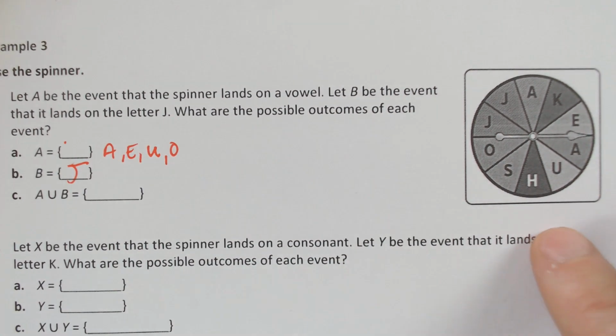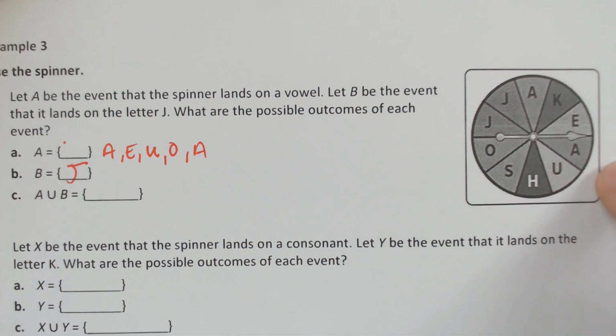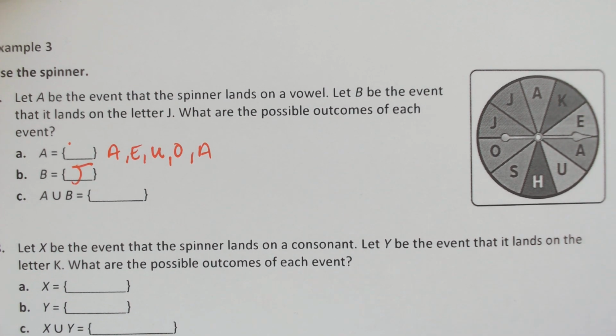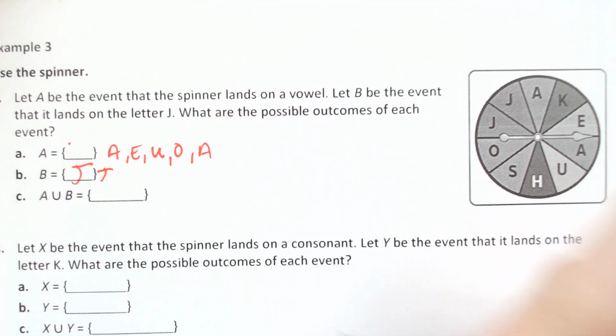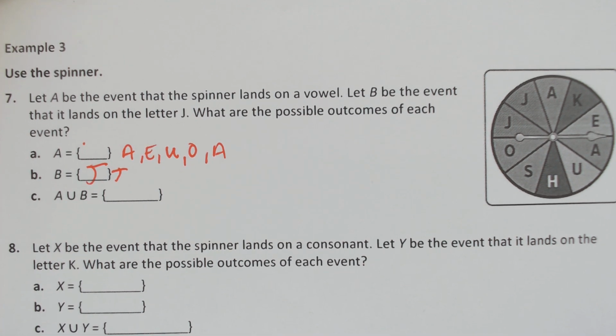Now, you also could make the argument, see how the A repeats, that you could put 2 A's there. And that is definitely something that could happen. And you could make the argument that we should put 2 J's there. And that would indicate that there is a little bit of a higher chance that J would happen because there are 2 of them.